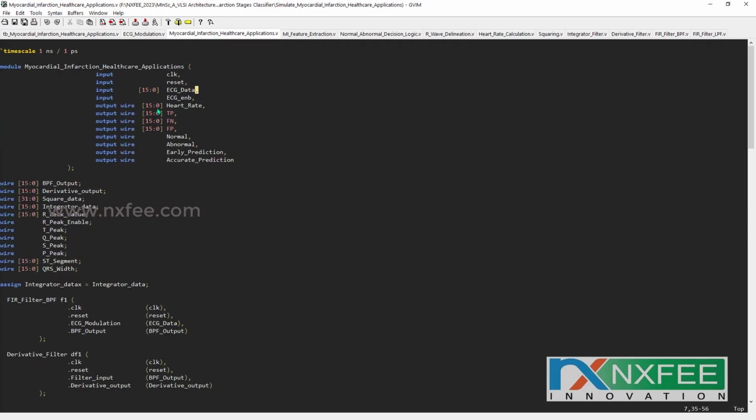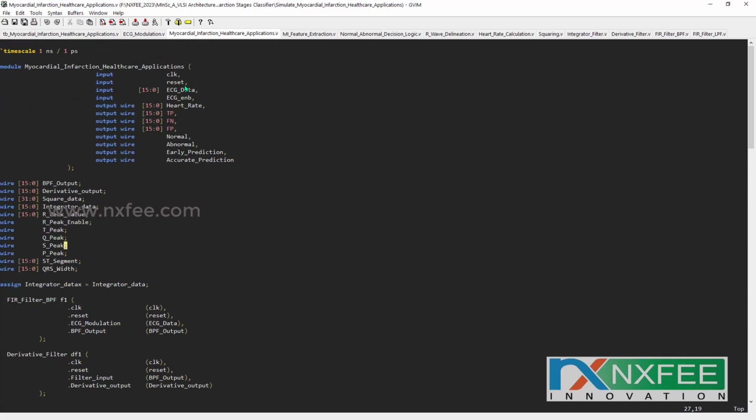So here we are taking an output. The first one is the heart rate and the second one is TP, true positive, false negative, false positive. The output from the decision logic will come up with normal, abnormal, early predictions and accurate predictions.